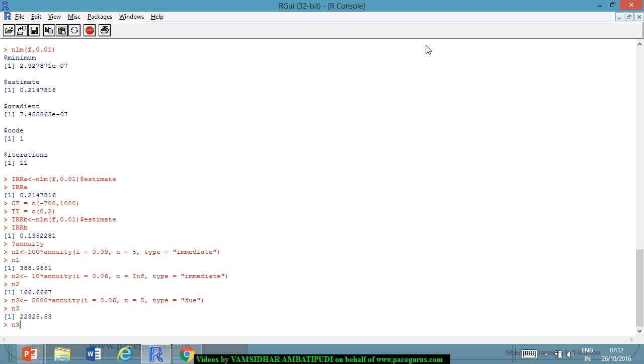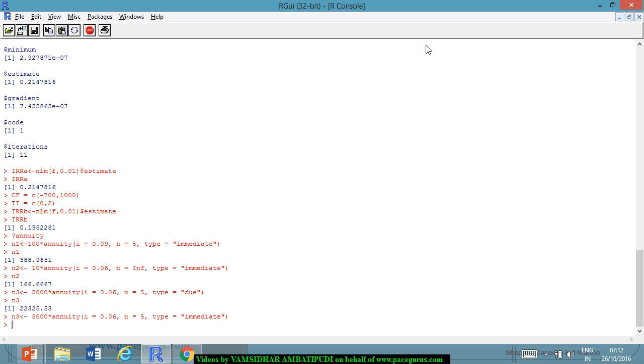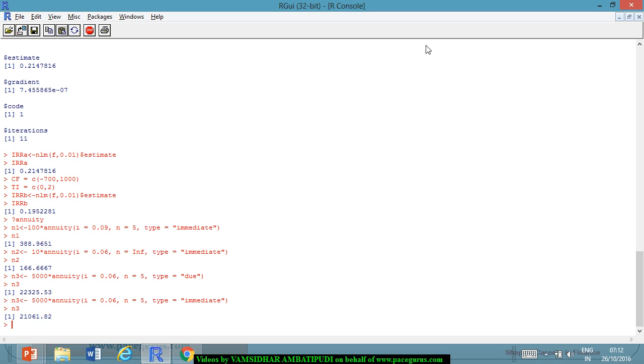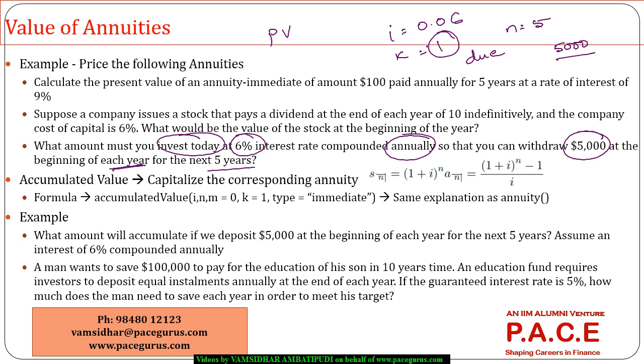But if the same thing would have been an immediate annuity, the amount that I would require is slightly different. So if I have to withdraw at the end of the year, the first 5,000 I am withdrawing not at the beginning of the year but at the end of the year, then all I need is only 21,000 to withdraw 5,000 in each of the years. So this is how we can typically compute the present values of the annuities.